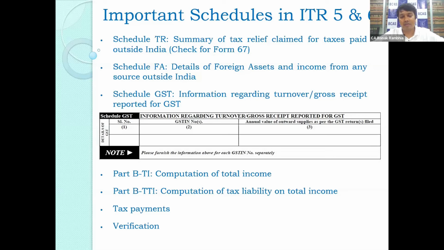Then comes, obviously after collecting from all the schedules, Part B-TI, that is the computation of total income, and the computation of tax liability on total income. Then you mention the tax payments, that is the advance tax, the self-assessment tax, the TDS, the TCS, and other taxes paid. And then comes the verification for these returns. Company returns have to be verified by the managing director if applicable, or by an authorized person, and they require the DSC of that person.